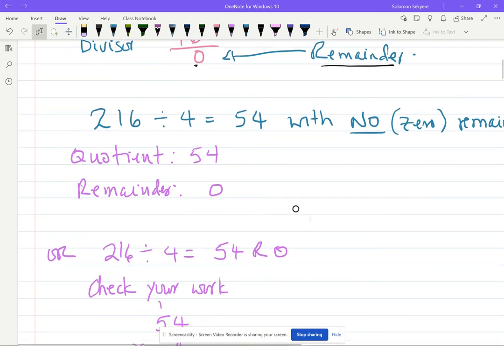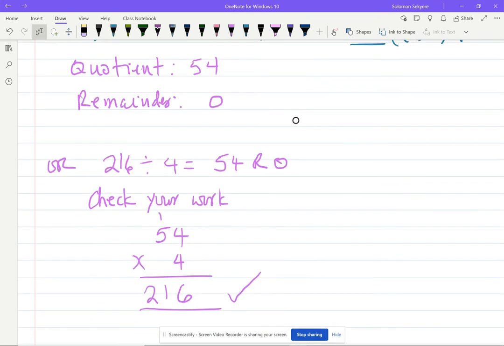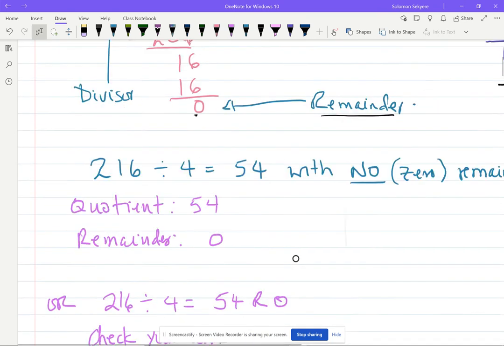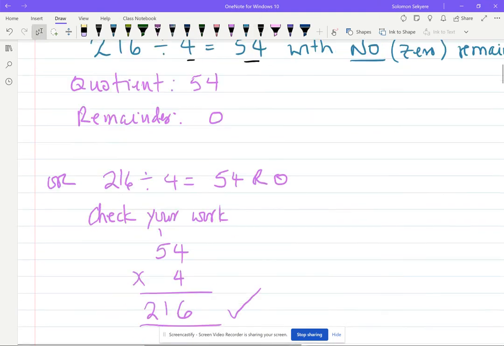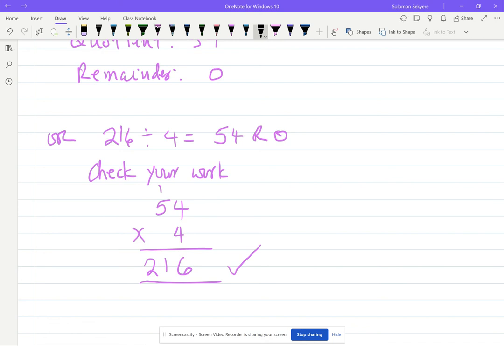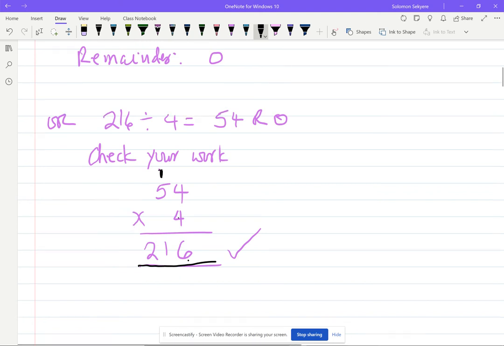How do we check that we did the correct thing? We take our quotient and multiply by the divisor. So 54 times 4: 4 times 4 is 16, write 6, and we carry the 1 up here. 4 times 5 is 20. 20 plus 1 is 21. 216. So we are right. We did the correct thing.